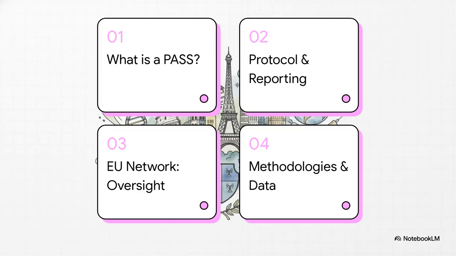All right, so how are we going to tackle this? We've broken it down into 4 key areas. First up, we'll ask, what exactly is a PASS? Then, we'll look at the nitty-gritty of protocols and reporting. After that, we'll figure out who's in charge, you know, the whole oversight process in the EU. And finally, we'll touch on the methods and data sources that make these studies possible. Sound good? Let's get started.